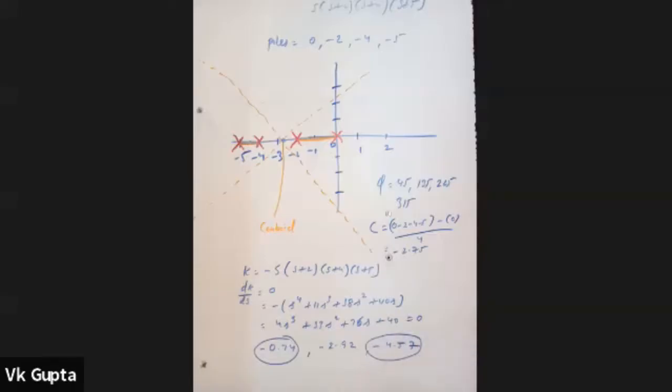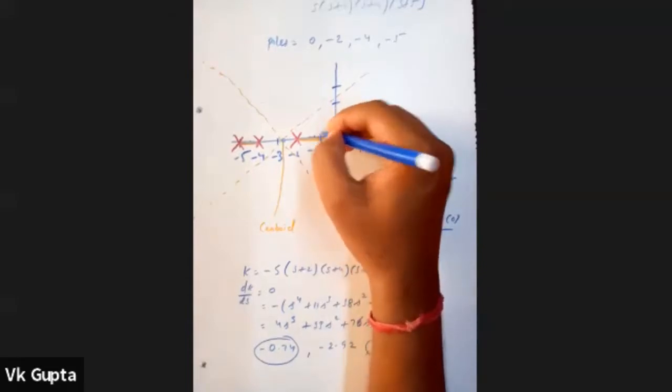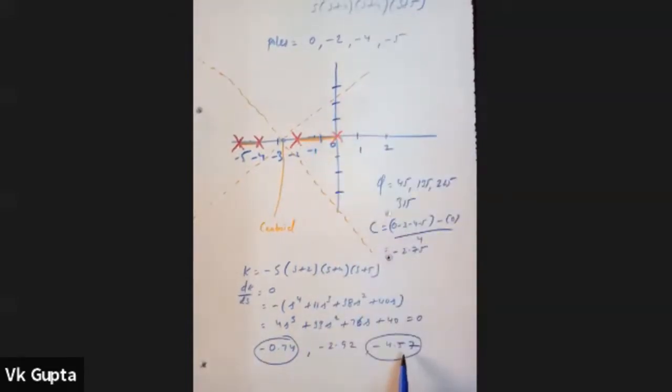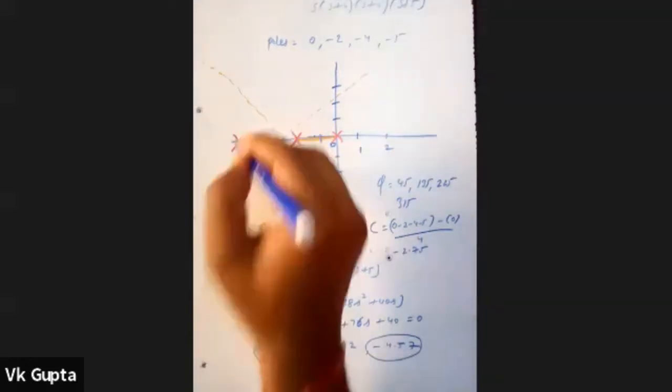Minus 0.74 and minus 4.57, both these points lie on my root locus. So write down, the breakaway points are minus 0.74 and minus 4.57. Let us mark the breakaway point minus 0.74 somewhere here and minus 4.57 somewhere here.